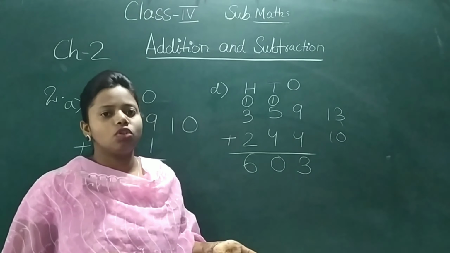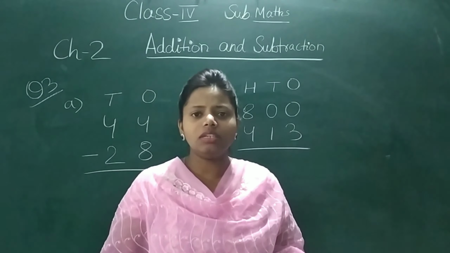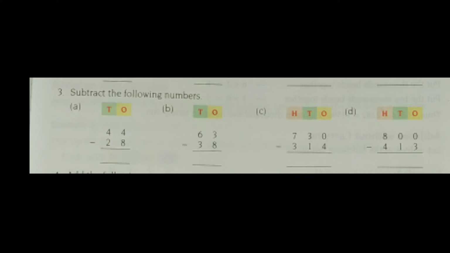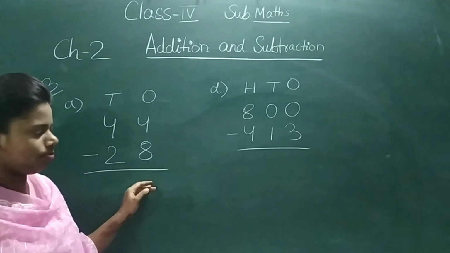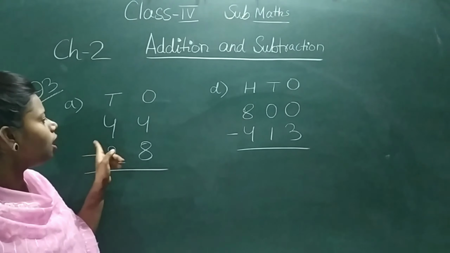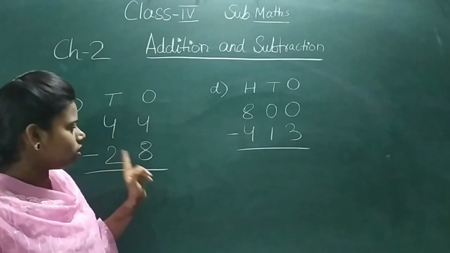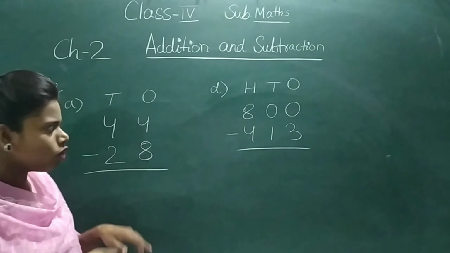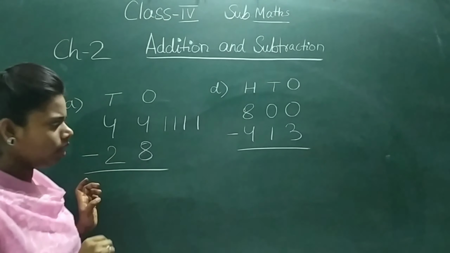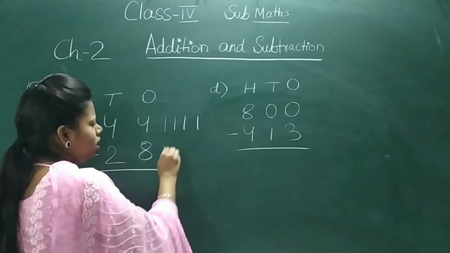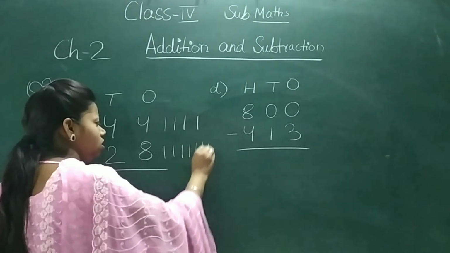Now let's do question number 3. Now let's see what is question number 3. Subtract the following numbers. Now see here, see how to do subtraction. This is the question. Okay. Now we have to subtract this 8 from 4. So 1, 2, 3, 4. Okay. And this one is 8. 1, 2, 3, 4, 5, 6, 7, 8.